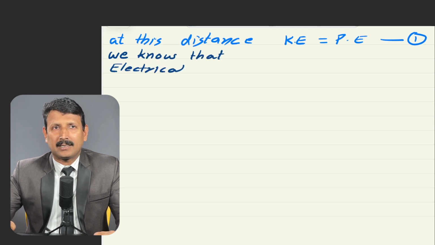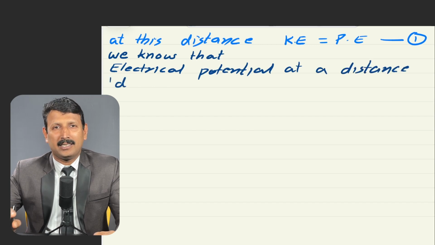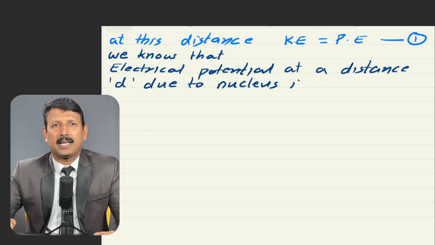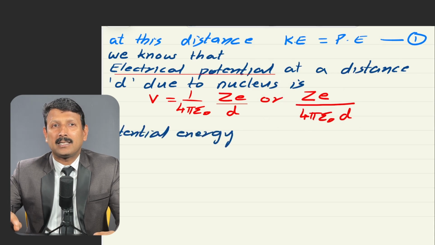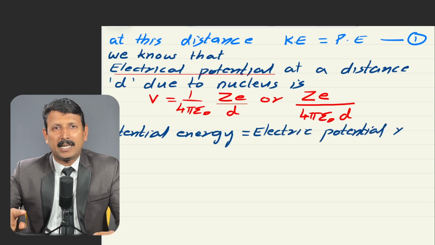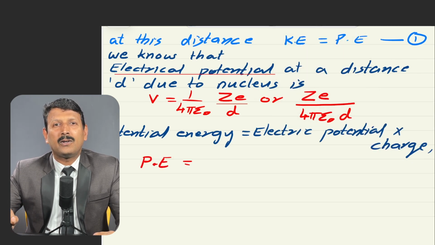At this distance, kinetic energy is equal to potential energy. So K = P, we mark it equation number 1. We know that the electrical potential at a distance d due to a nucleus, or any charge, is V = 1/(4πε0) × charge/distance. Here the charge of the nucleus is Ze and d is the distance. So we can write V = Ze/(4πε0 d).